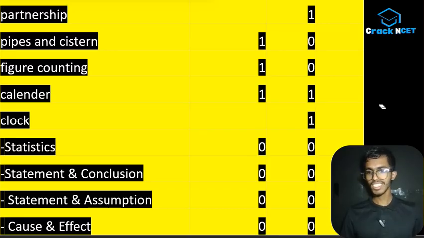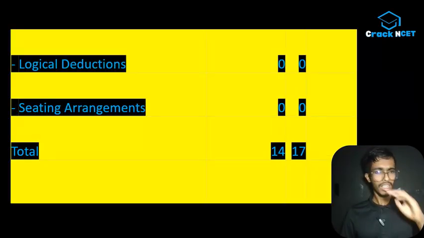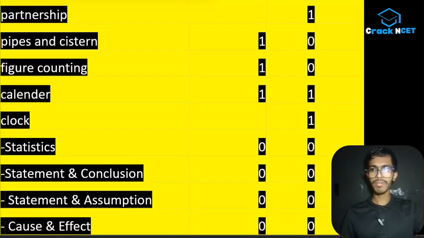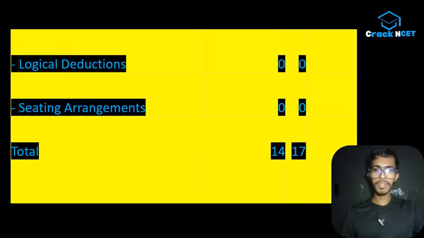In statistics, 0 questions were asked; statement and conclusion, 0 questions; statement and assumption, 0 questions. These are the other chapters: logical deductions, seating arrangements and all. 0 questions were asked. So our major focus will be on the chapters from where questions were asked in the previous NCT papers. We'll be majorly focusing on those chapters, and we will give minor preference to the other chapters too. Okay?